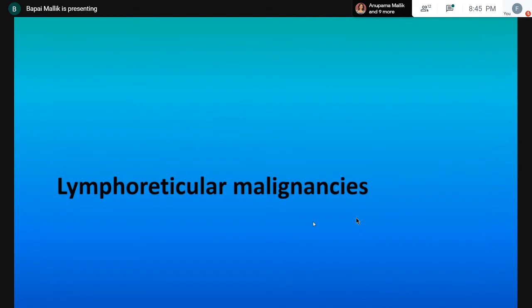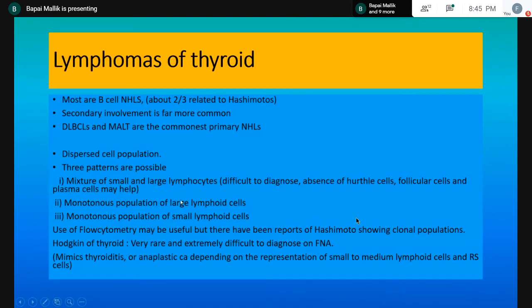And before we go to the lymphoreticular malignancies, as I have said, most lymphomas of the thyroid are B-cell NHLs, and about two-thirds of them are related to Hashimoto's. Secondary involvement is far more common. The two major types are diffuse large B-cell lymphoma and MALT lymphomas. They have a dispersed cell population.